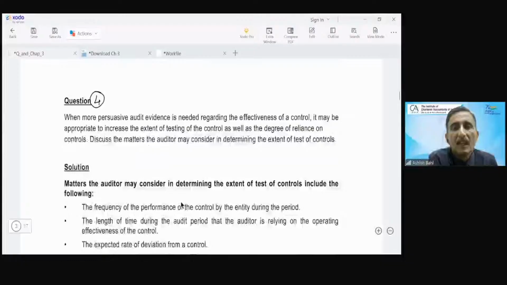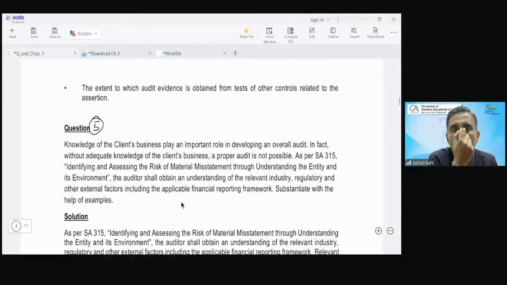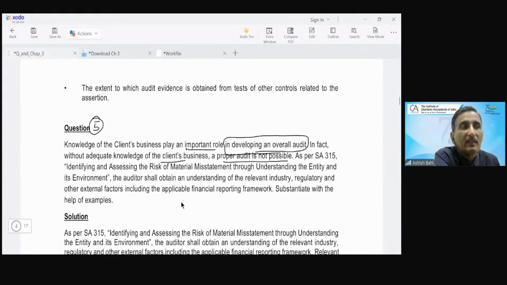So now we shall do another question. Yes, this is also related to understanding the client's business. Knowledge of client's business plays an important role in developing an overall audit. You know that you cannot conduct an effective audit without having a thorough knowledge of client's business. In fact, without adequate knowledge, a proper audit is not possible.